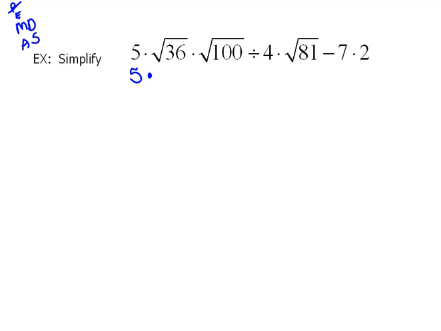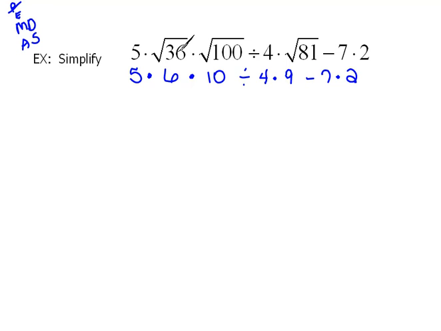So I have 5 times the square root of 36, which would be 6, times the square root of 100, which would be 10, divided by 4 times the square root of 81, which is 9, and then minus 7 times 2.